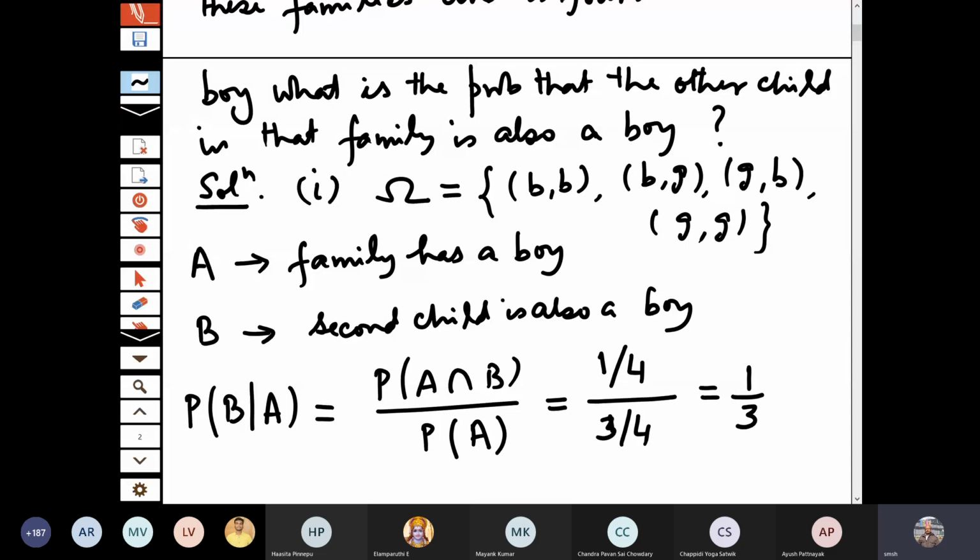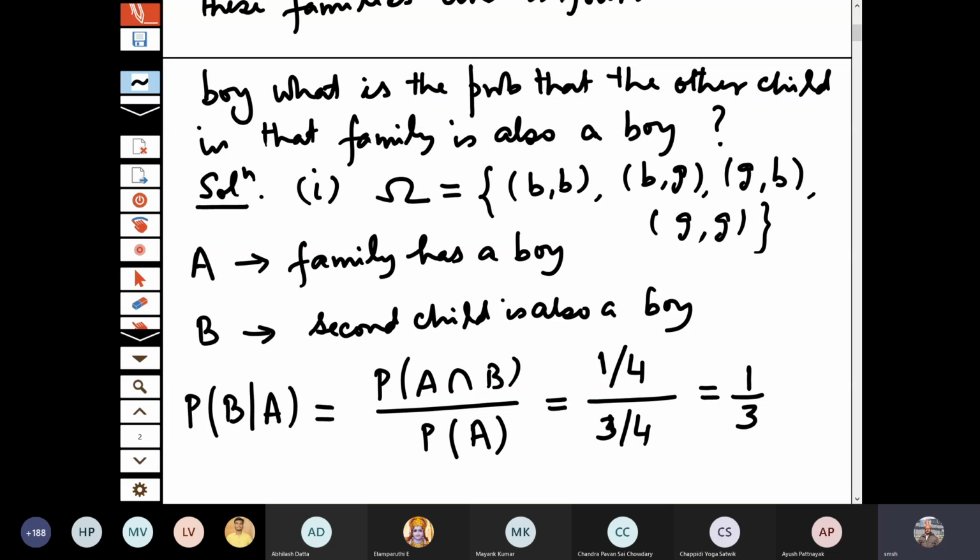So what's the difference between B comma G and G comma B? Yeah, so we are saying the families with two children. So the first child and the second child. So then BG and GB. So first and second. Okay. It is like tossing of two coins.